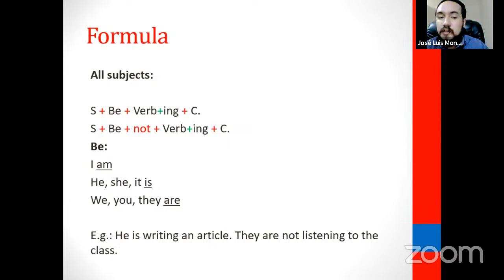And we know how to conjugate be, right? Again, I imagine that you have this knowledge because of the conversation we've had yesterday. I know that this is clear, but we have to be sure that it is. All right. So I am, he, she, it is, I, we, you, they are. Right. So he's writing an article. They are not listening to the class.